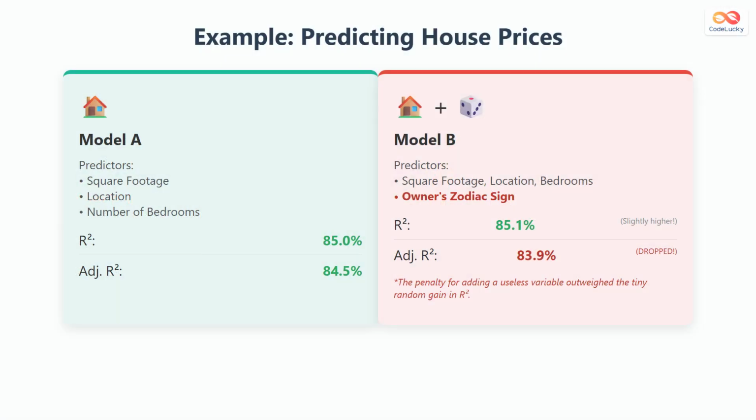Let's look at a real-world example predicting house prices. In Model A, we use square footage, location, and bedrooms. We get an R-squared of 85%. In Model B, we add a completely useless variable, the owner's zodiac sign. Notice what happens. The normal R-squared actually went up slightly to 85.1% just by random chance. But the adjusted R-squared dropped from 84.5 to 83.9%. It correctly identified that the new variable made the model worse, not better.